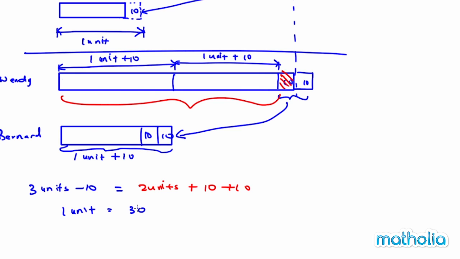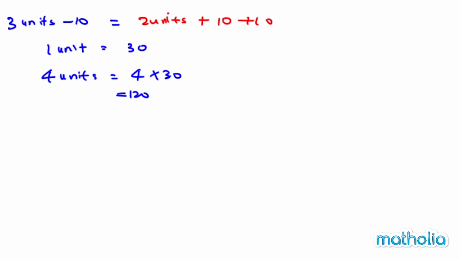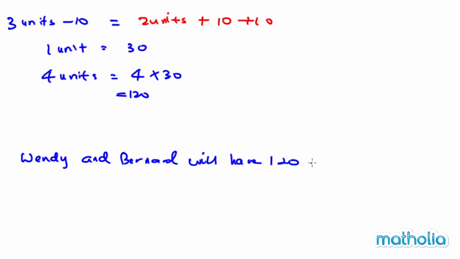So originally, how many units do Wendy and Bernard have? You can see originally is 4 units. So 4 units will be 4 multiplied by 30. I have 120. Then we conclude. How many books do Wendy and Bernard have altogether? So you can say Wendy and Bernard will have 120 books altogether.